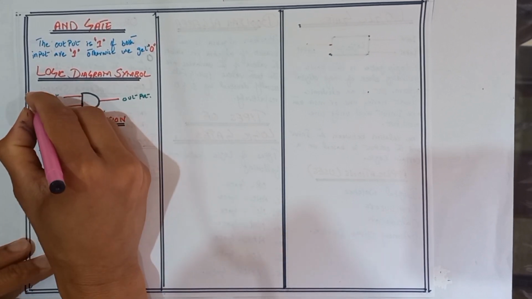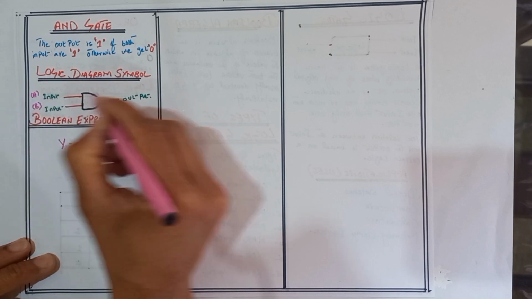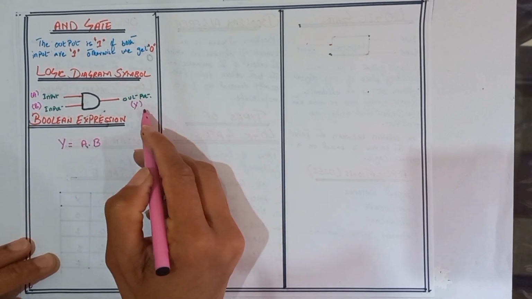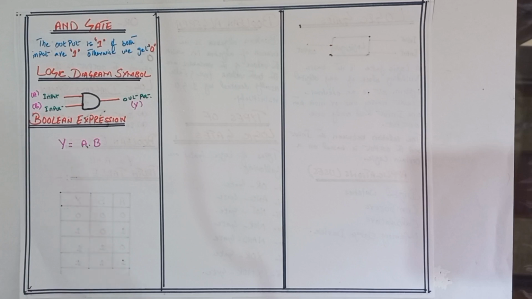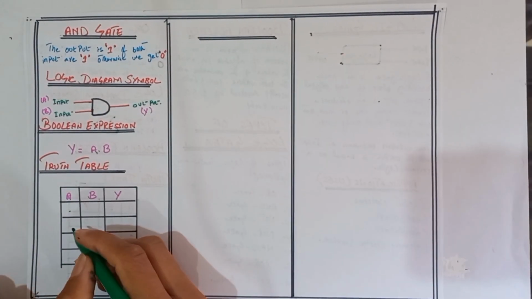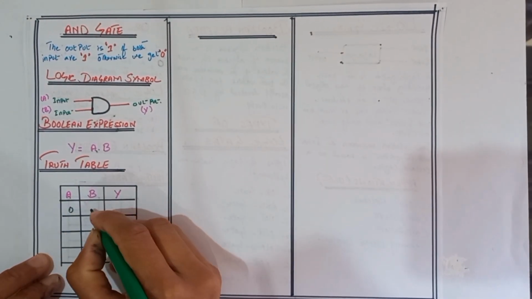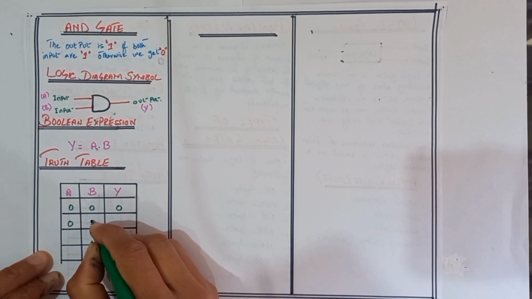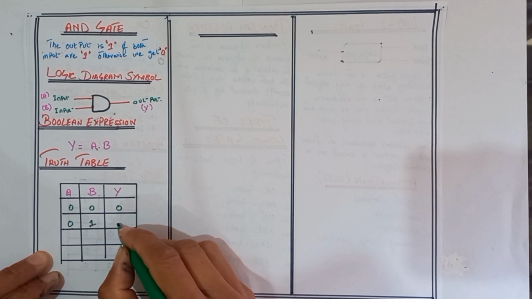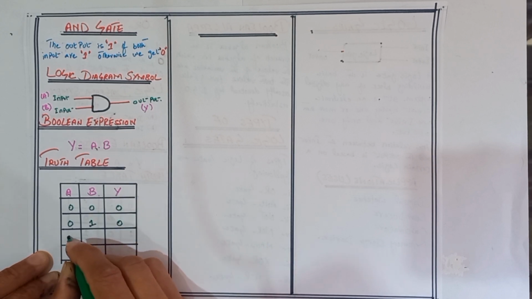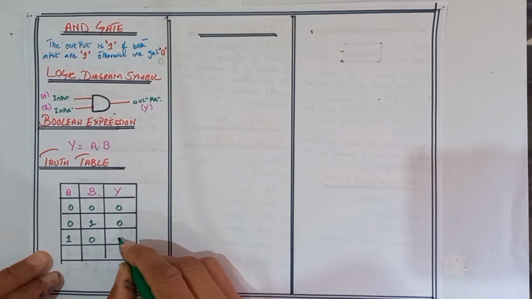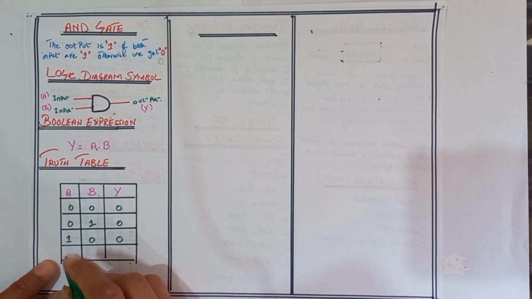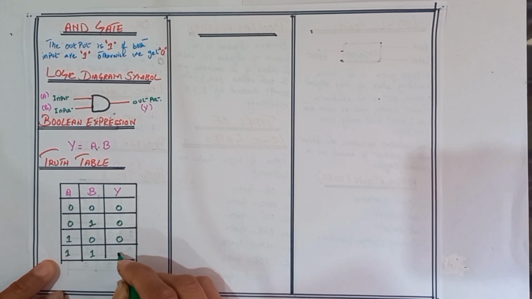If we give the input names A and B, in the output we get Y if we multiply both inputs. Now we discuss the truth table of the AND gate. If both inputs are 0, then the output is 0. If the inputs are 0 and 1, the output is 0. If the inputs are 1 and 0, the output is 0. We get 1 only when both inputs are 1.